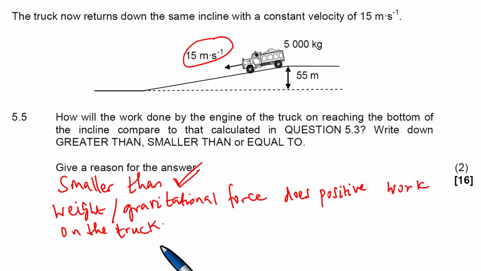Okay, let me see what the chat is saying. All right, good. So it's going to be smaller than. Why is it smaller when it's going down than when it's going up? Because the weight or gravitational force does positive work on the truck.